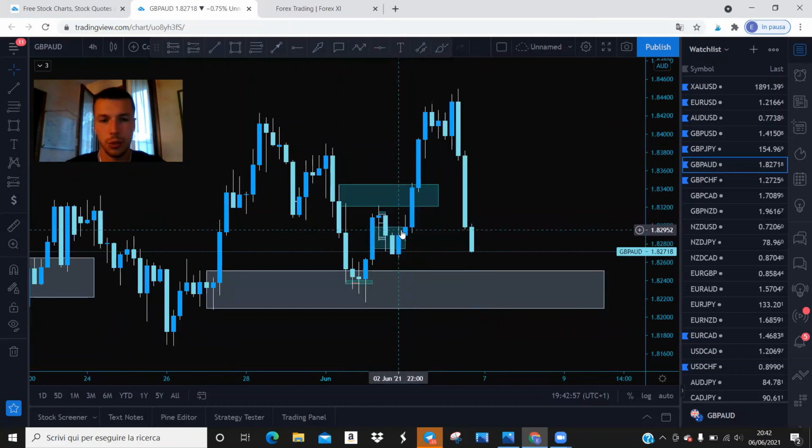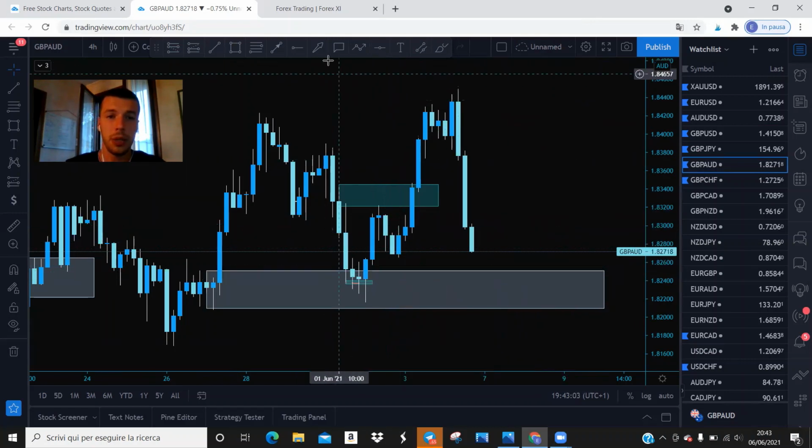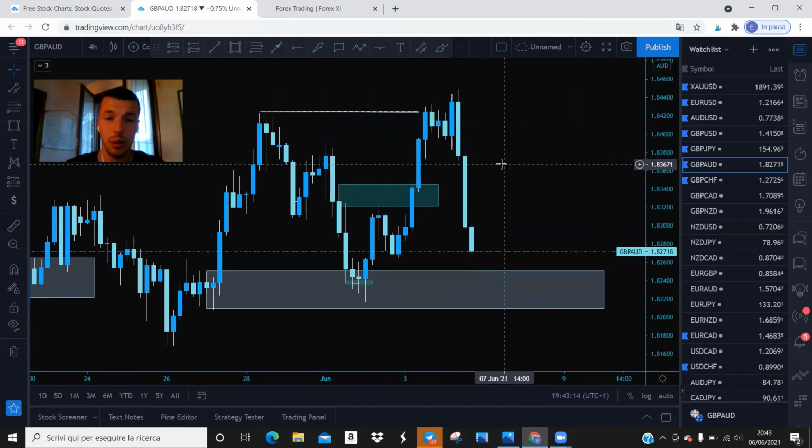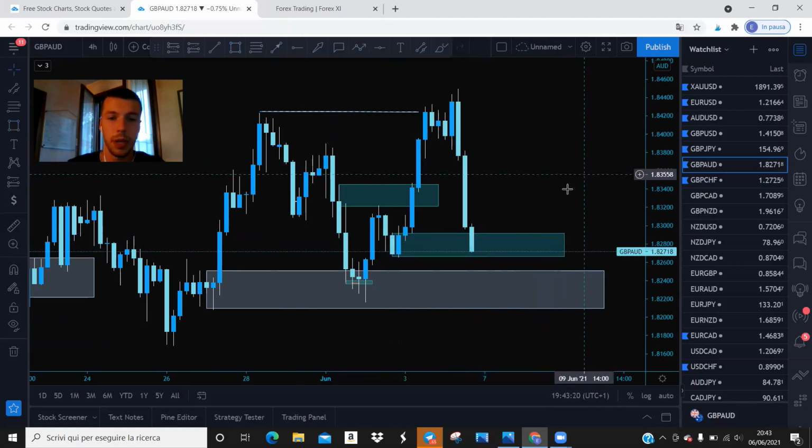GPAUD, this was another trade. Let me delete a couple of things. All right, GPAUD, we have to say that we had a nice breakout to the upside, and this is a breakout structure 100%. Even if it is just by a few pips, this is a breakout structure. And right now I'm looking for longs on GPAUD, either from the area where we are right now or from this area down here.